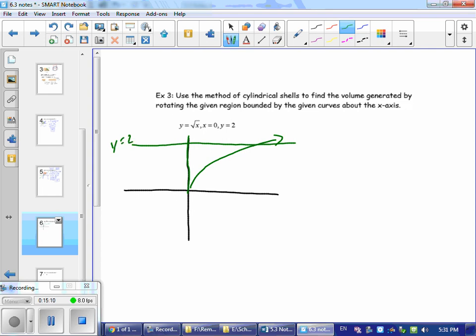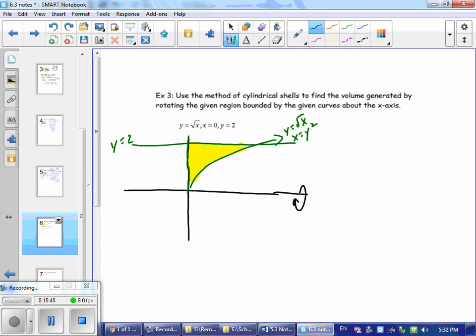And this one right here was y equals the square root of x, but we're going to want to solve that in terms of x. So let's go ahead and do that. Squaring both sides is going to give us x equals y squared. Same equation, just written in a different way. So there's our region. And this is the shaded area, or the highlighted area, that we're going to revolve. And we're going to revolve that around the x-axis.